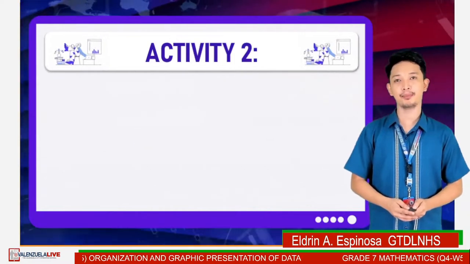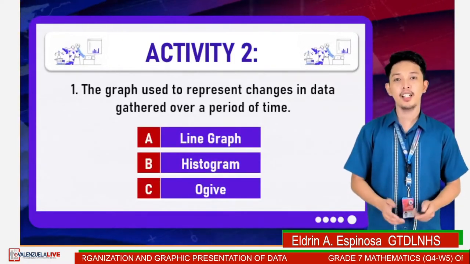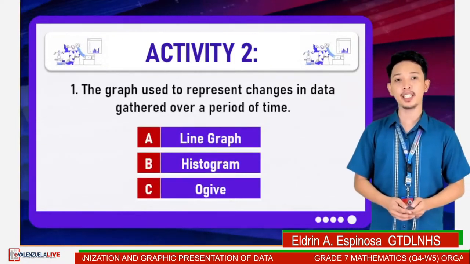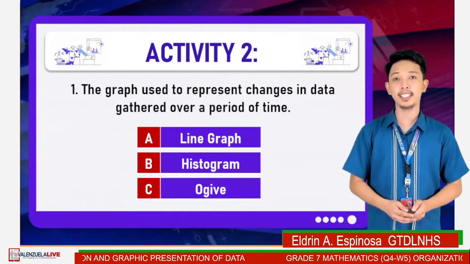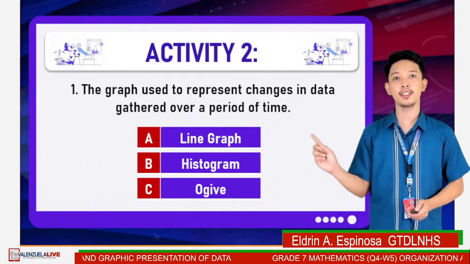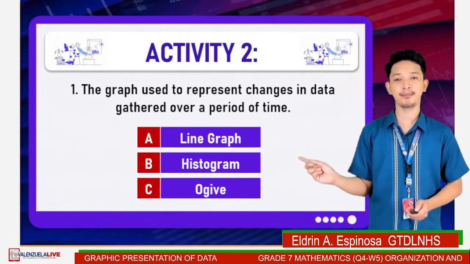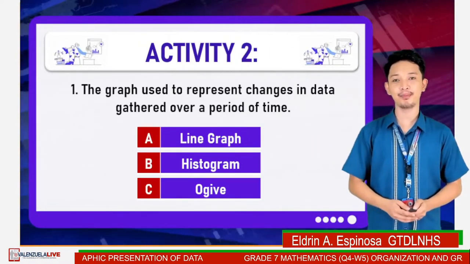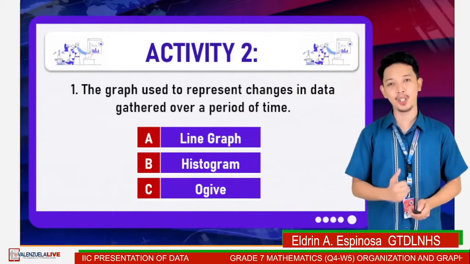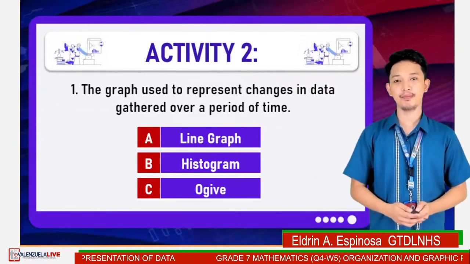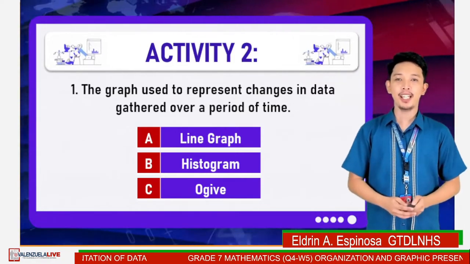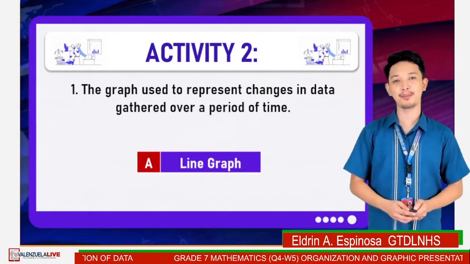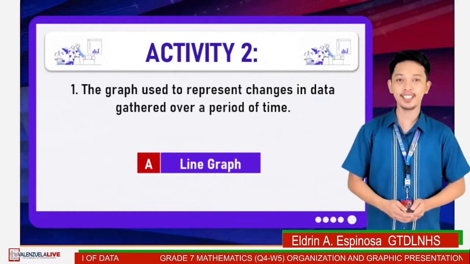Number 1. The graph used to represent changes in data gathered over a period of time. Is it letter A, B, or C? 5 seconds, go! Very good! The correct answer is A, line graph.